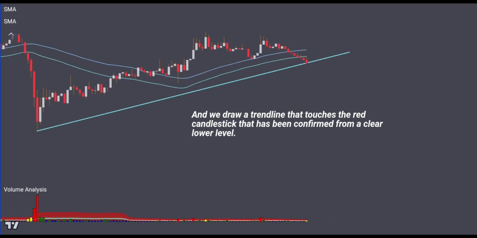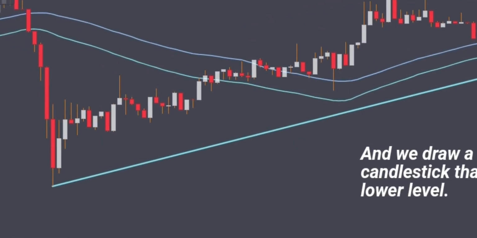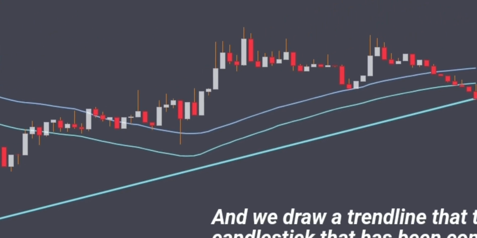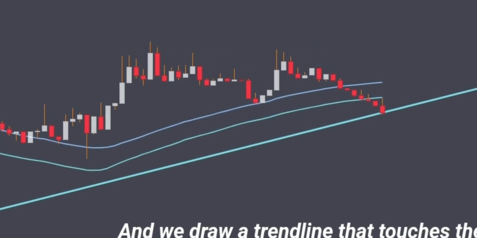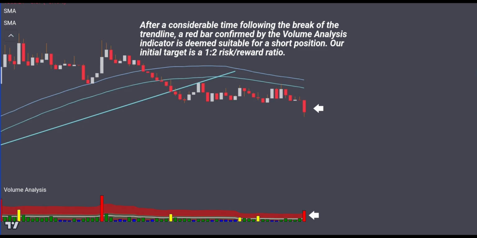And from the nearest clear lower level candlestick that confirms, we draw a trend line that touches the low of the confirmed candlestick. After 28 bars following the trendline break, along with a large red-bodied candle, the volume analysis indicator lit up a red-colored ultra-volume column. Now, we can consider that the conditions for a short position have been met.